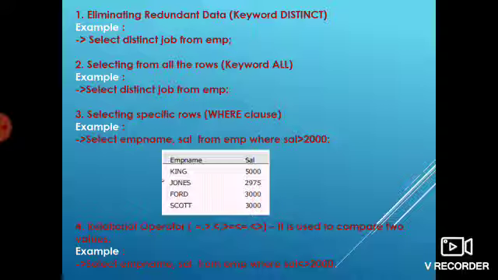Select employee name, salary from EMP where salary <> 2000. This less than greater than symbol is used to mean not equal to. It means that the query will come with all the records except those with 2000 as salary.